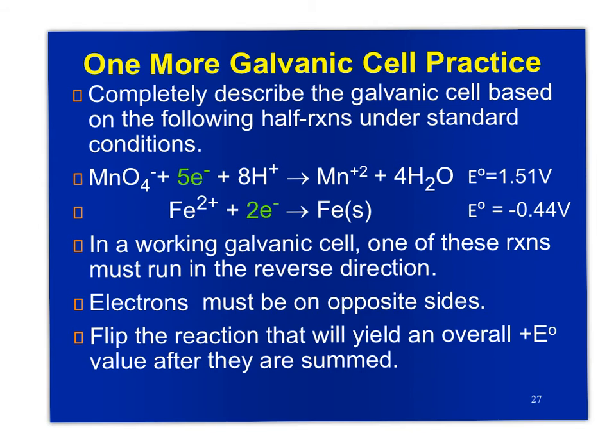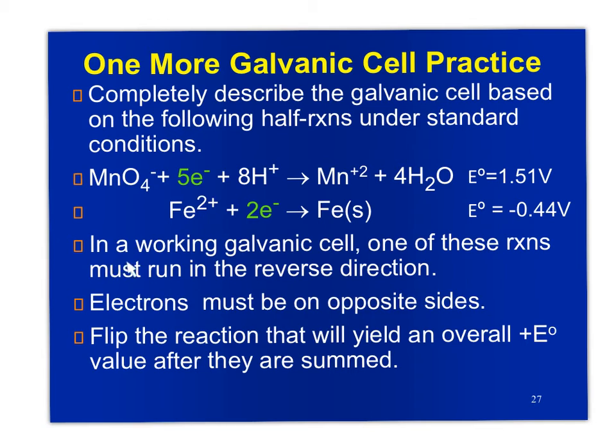So let's try one more galvanic cell practice. Completely describe the galvanic cell based on the following half reactions under standard conditions. We have this cell that has 1.51 volts, and notice the electrons are written on this side, and we have this one which is minus 0.44 volts. Again, the electrons are written on the left-hand side.